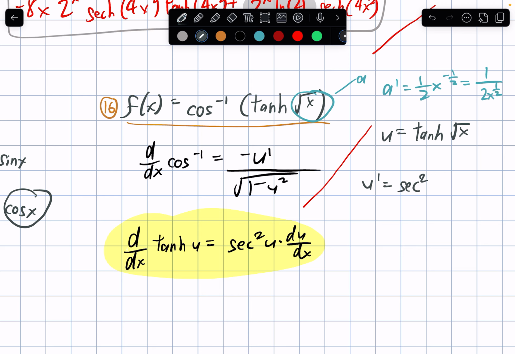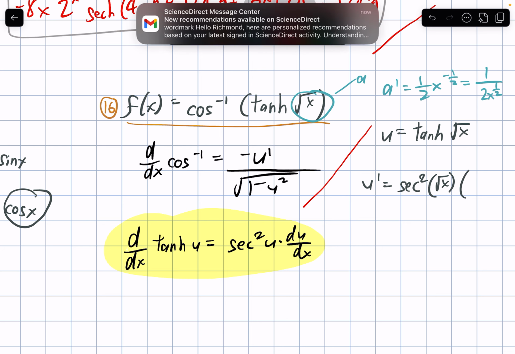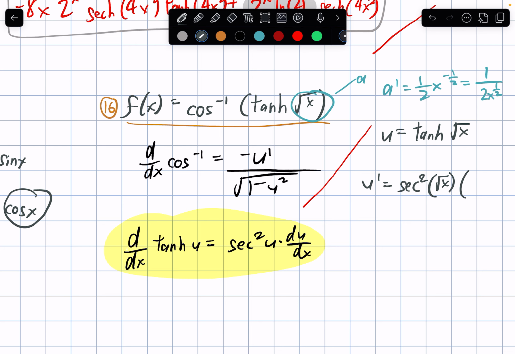So sech, this one is going to be a, alright? So it's going to be square root of x over there times d over dx. It's going to be 1 over 2 x raised to 1 half. Okay, that's essentially it. We can simplify.